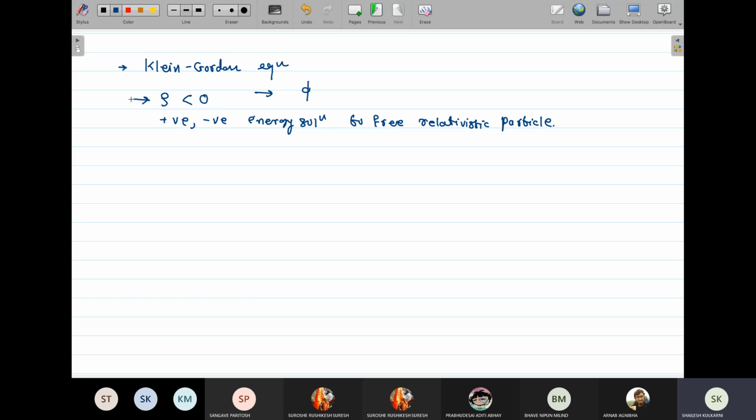But these two problems are central. This problem occurs due to the second-order nature of the Klein-Gordon equation: second order in time as well as second order in space. How did we get the second-order terms? Because we started with this relation.